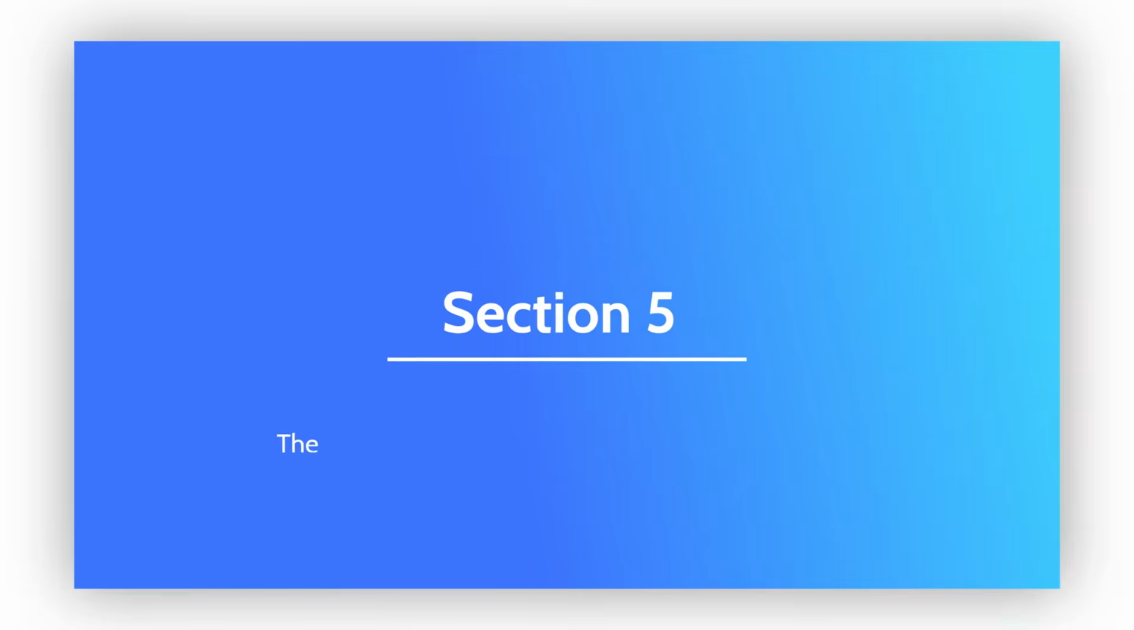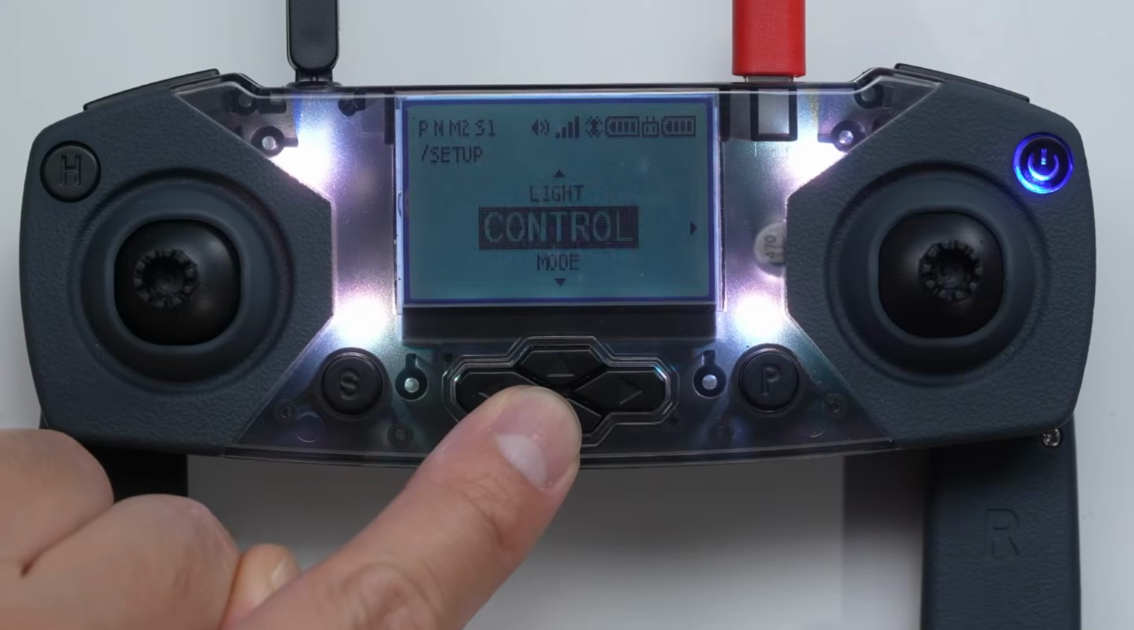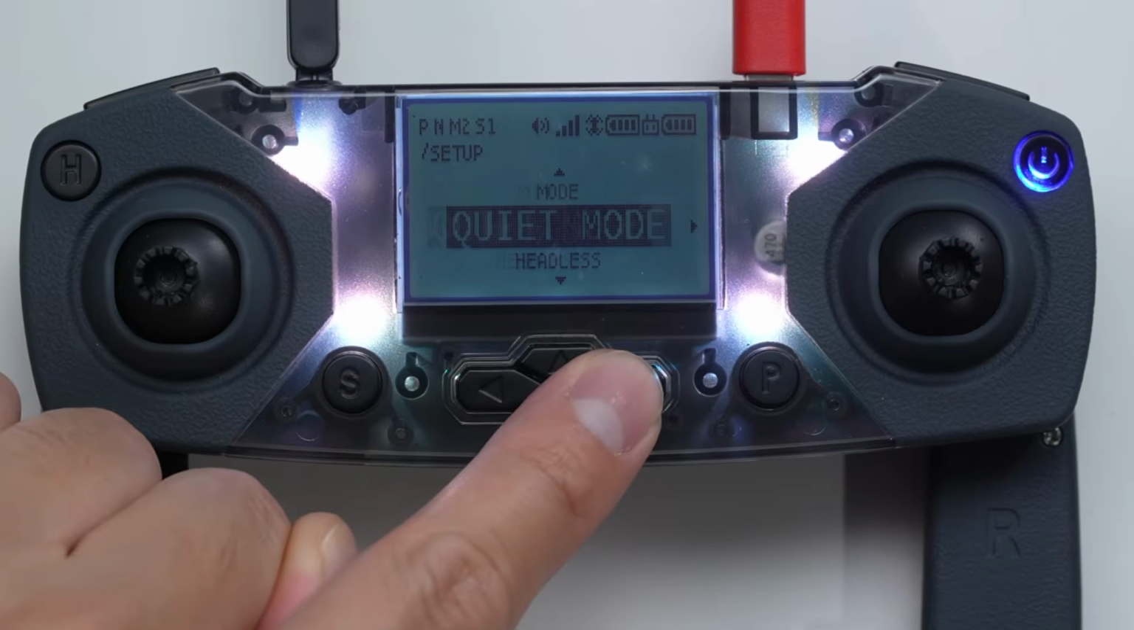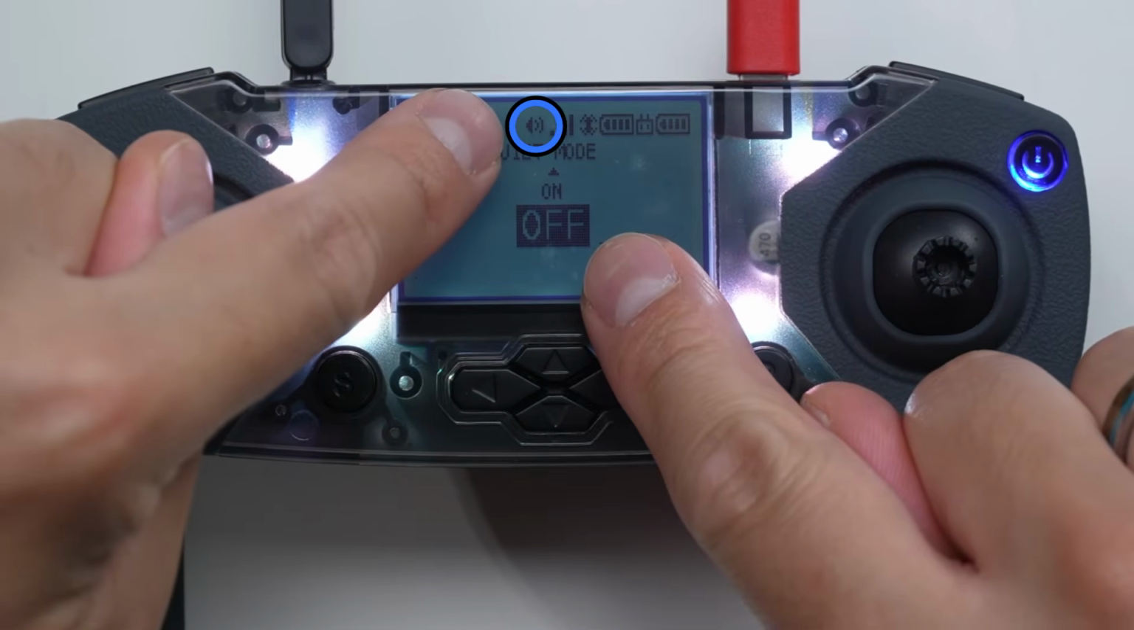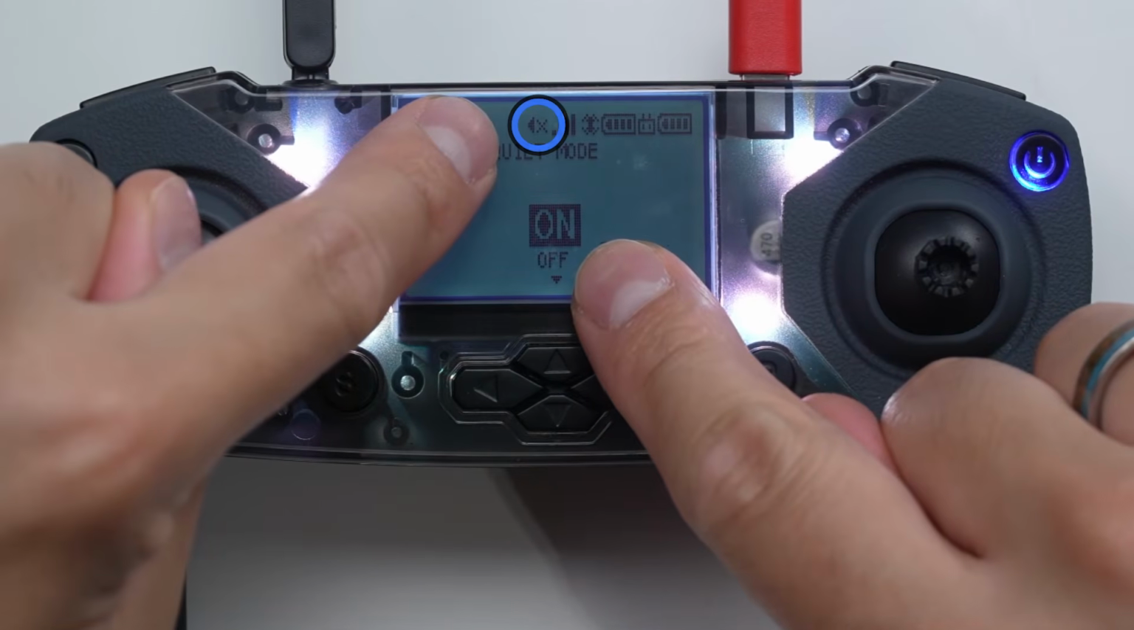The quiet mode, headless mode, and speed menus. In quiet mode, you can turn the controller's beep sounds on and off. This is useful for larger classrooms, where you might not want every controller beeping with each button click. You can tell whether quiet mode is on by the audio icon in the middle of the screen. Having this setting on will also mute any controller buzzer commands when programming.